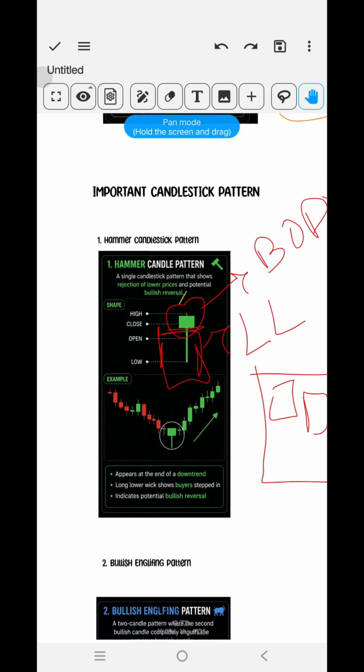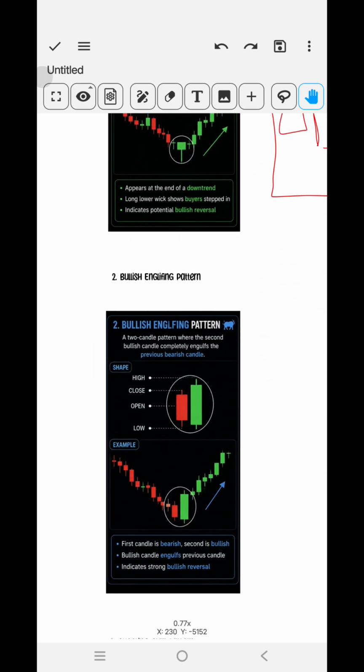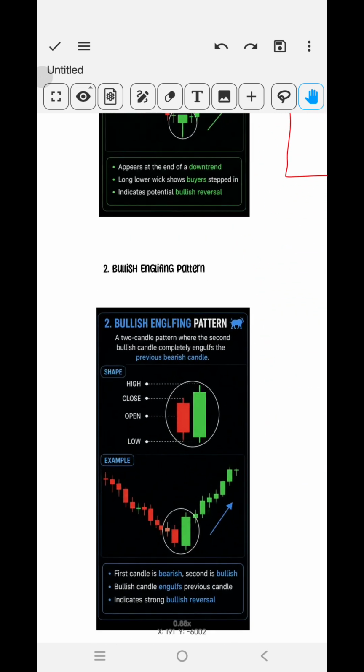Now, the second candlestick pattern is bullish engulfing. In part 2, I will be showing bearish engulfing and inverted hammer also. So wait till the end.